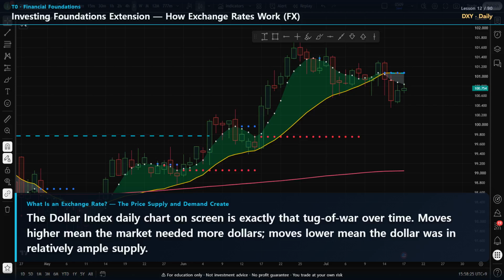The dollar index daily chart on screen is exactly that tug-of-war over time. Moves higher mean the market needed more dollars. Moves lower mean the dollar was in relatively ample supply.